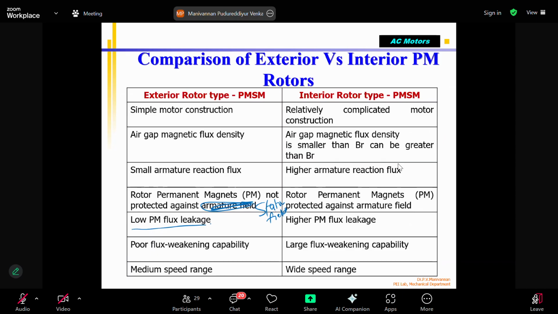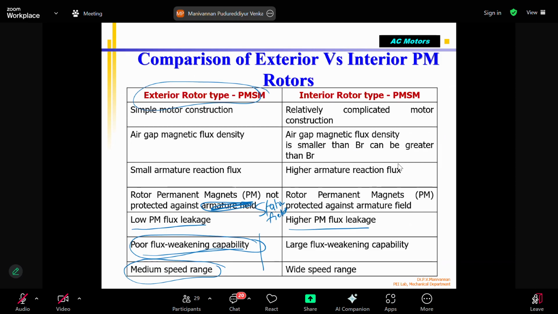Low permanent magnet flux leakage here; it is higher if you use the interior type. Poor magnetic weakening capability. That means, as I told, if you run at high speed, the magnetic weakening will be more and the permanent magnet will quickly lose its flux. That is why you have to run this motor up to medium speed, 0 to 2000 RPM, 0 to 3000 RPM. If the rotor is a surface mounted or exterior type rotor, the manufacturer will say 3000 RPM is the maximum speed it can achieve, because of these reasons.